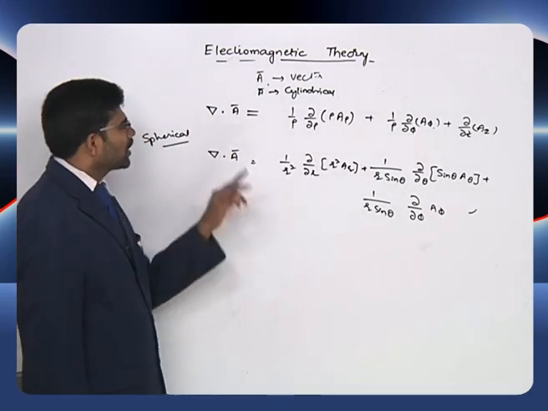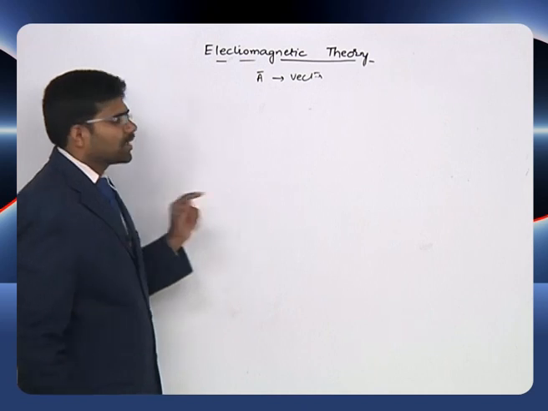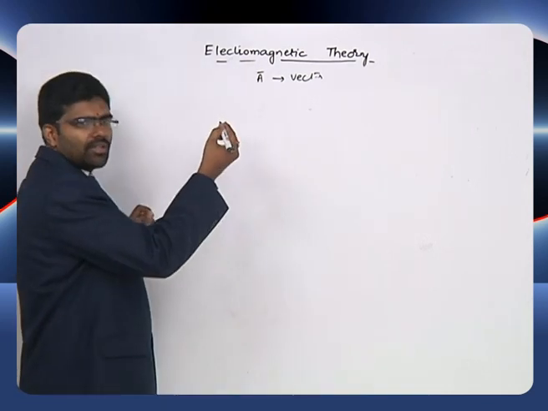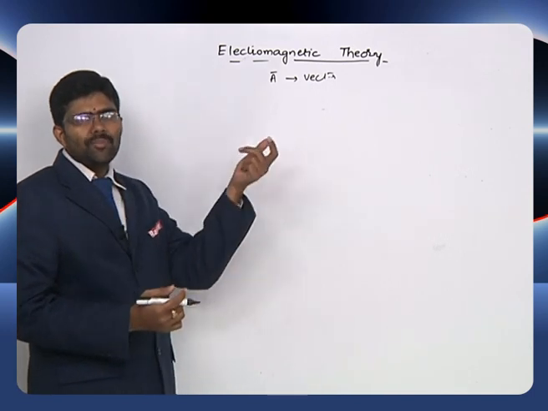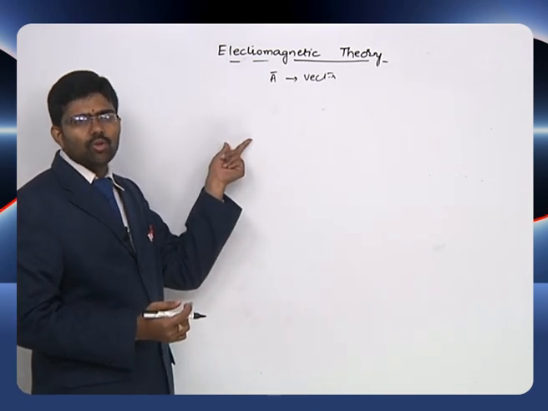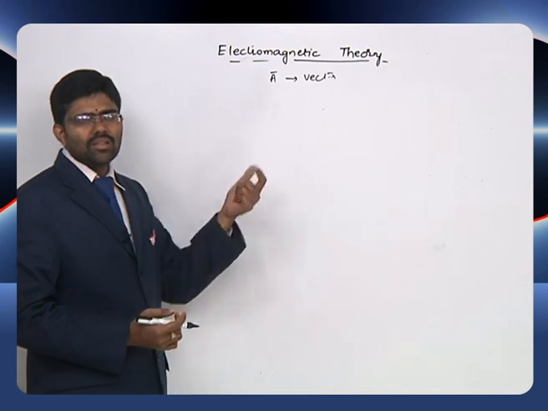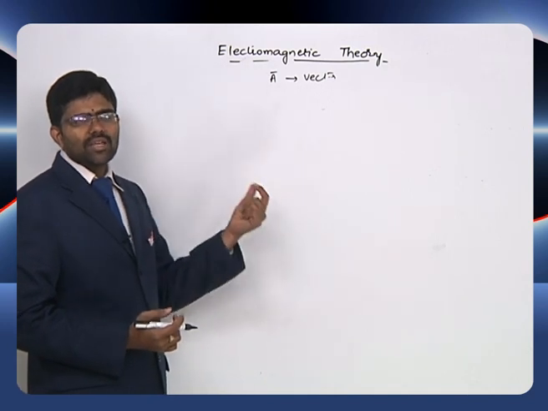In the same way, I will give the curl also. How the curl was defined in rectangular coordinate system, we have already gone through: it is the determinant of ax, ay, az, the components of the first vector; then del, that is dou by dou x, dou by dou y, dou by dou z; and the components of the third vector ax, ay, az.